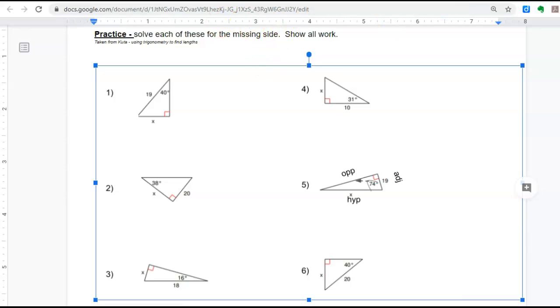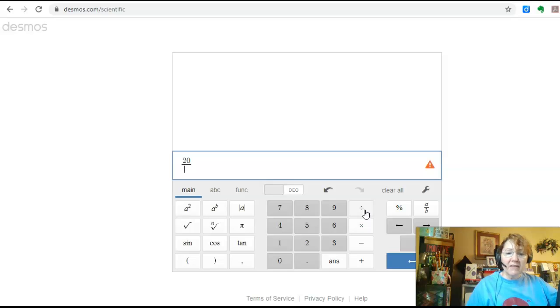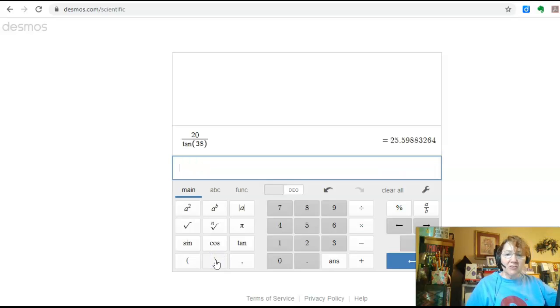I'm going to come right back up to my Desmos calculator, clear it, and write exactly what I have. I write 20 and put my divided by sign, and then I click tangent and put 38. I close my parentheses and hit enter. So that's about 25.6.